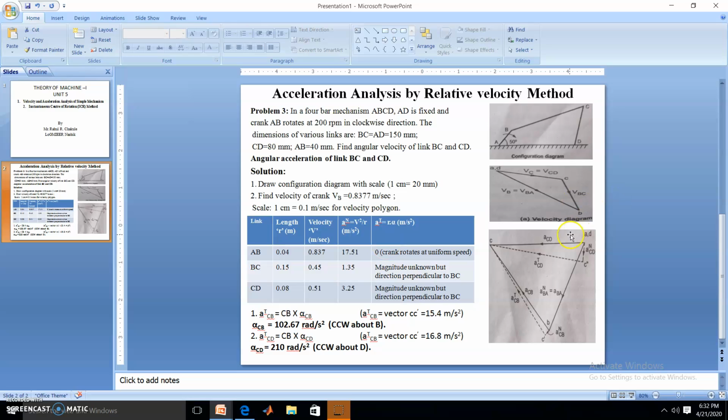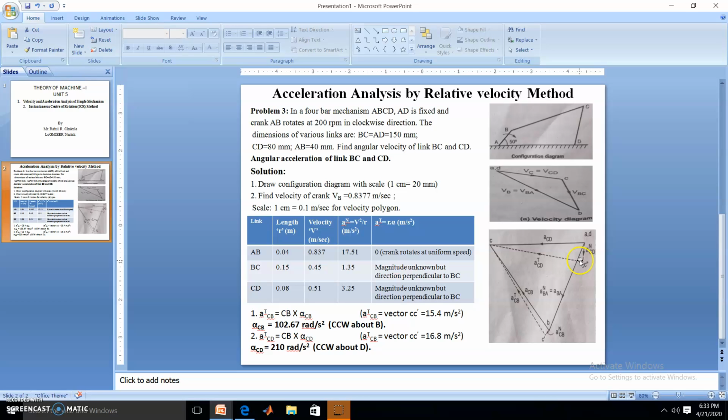Accordingly, first of all you fix the points A and D. Then you draw the radial component of link AB, which is parallel to link AB. The magnitude is 17.51 divided by scale, which is 7 point something centimeter. So you take the magnitude of this crank as 7 point something. I have given the notation of small b because the tangential component is zero, because the crank is moving with uniform speed, as given in the problem. So there is only one component for the crank, which is the normal component.